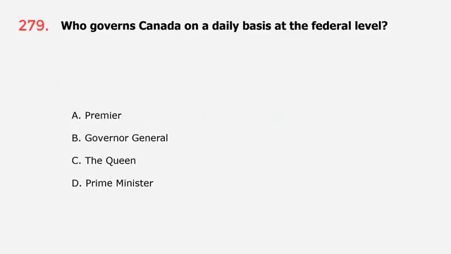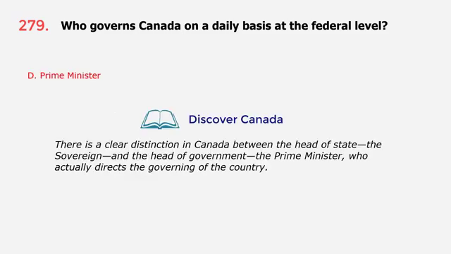Question 279. Who governs Canada on a daily basis at the federal level? A. Premier. B. Governor General. C. The Queen. D. Prime Minister. The answer is D. Prime Minister.